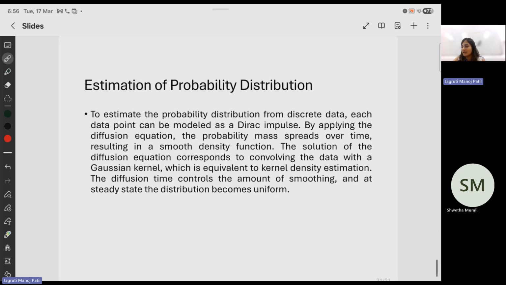And there was something that the prof gave for estimation of probability distribution. This is a very big topic, and nowadays it also involves machine learning and deep learning. But basically, you estimate the probability distribution when you see data.